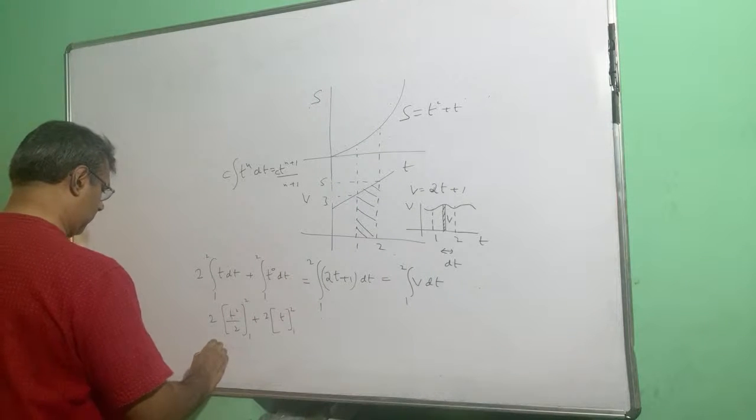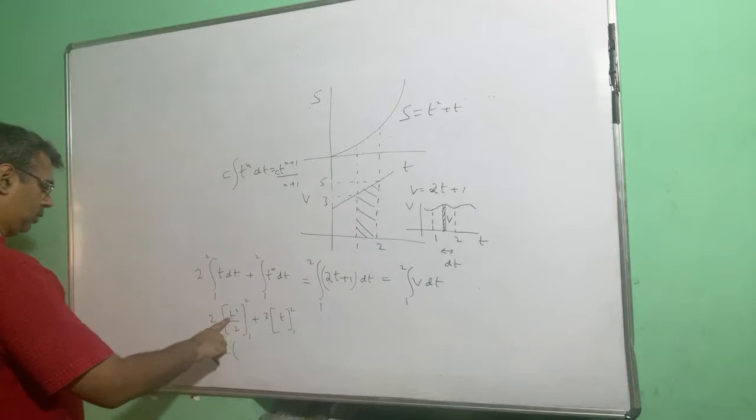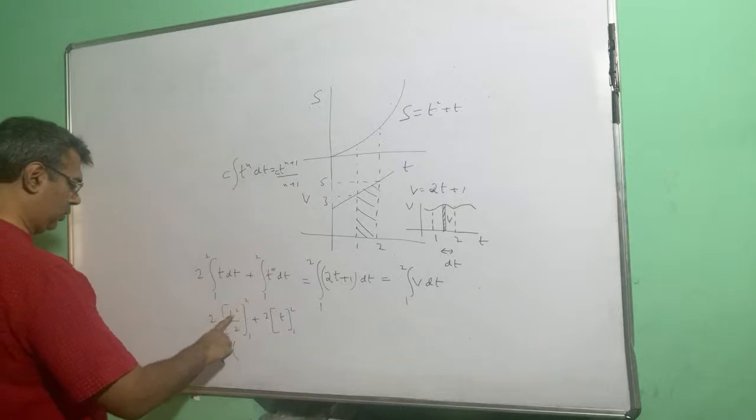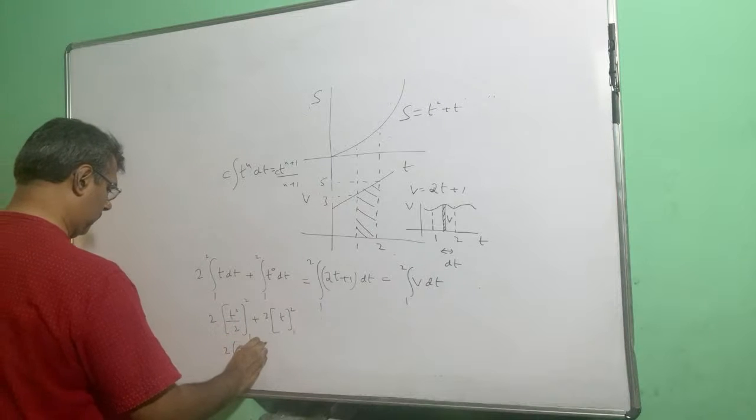If you now look here, t square by 2, when you put 2, so 2 square by 2 is 2, and if you put 1, 1 square by 2 is half.